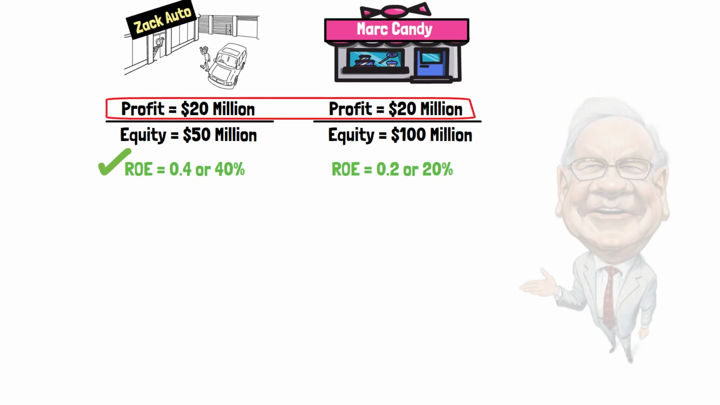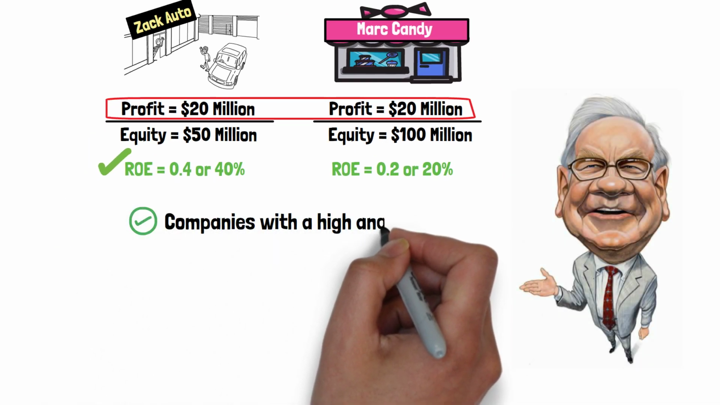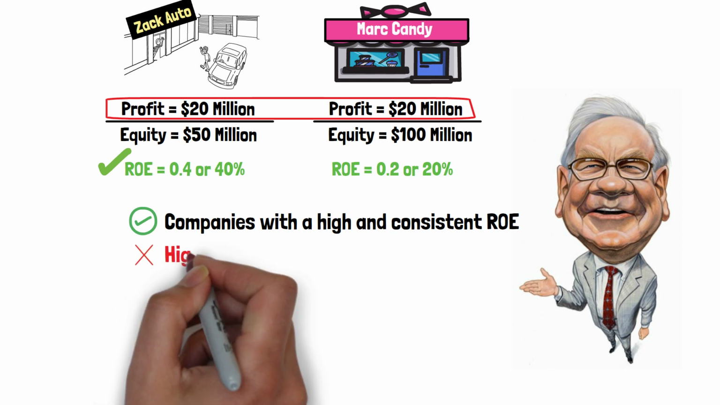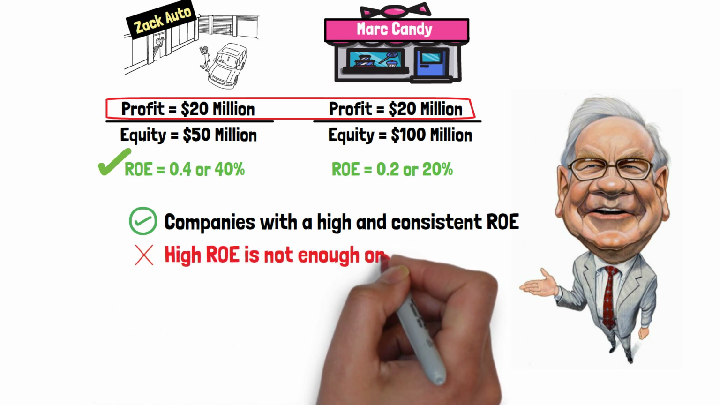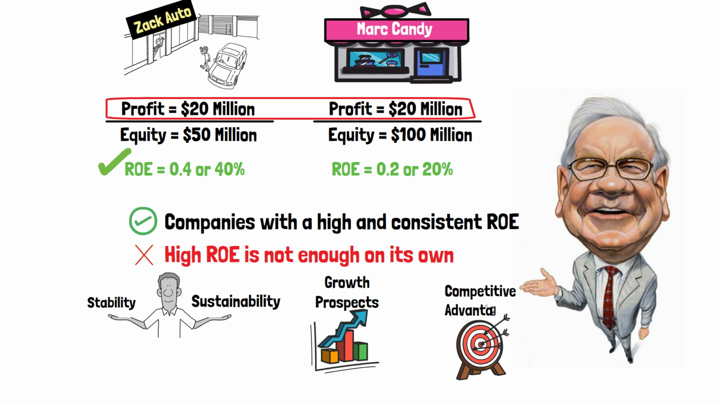Warren Buffett has stated that he looks for companies with a high and consistent ROE, as it is a sign of a well-run business that is able to generate profits from its equity capital. He has also stated that a high ROE is not enough on its own, and that he also looks at factors such as the stability and sustainability of the ROE, the company's growth prospects, and its competitive advantage.